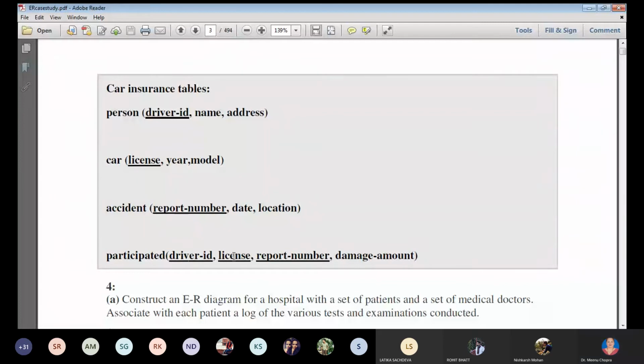The underlined attributes are called your prime attributes, and those which are not underlined are called your secondary or non-prime attributes.